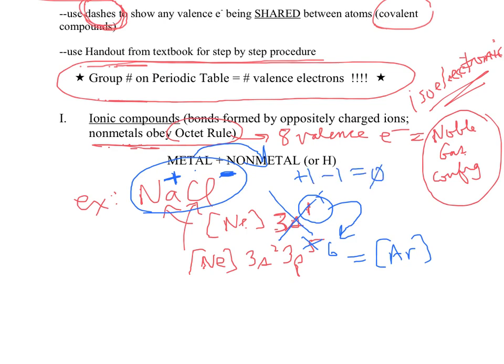Remember, when you're writing your formulas, do your little crisscross thing to get your subscripts. All the charges of the ions have to add up to a total of 0. The total number of electrons being lost or transferred by the metal or metals are being given to the nonmetals, and that has to be the same.